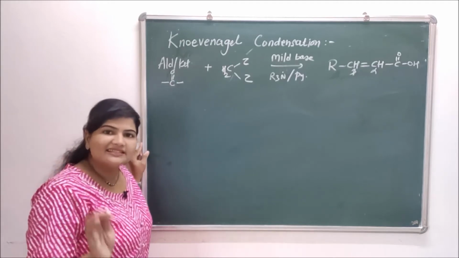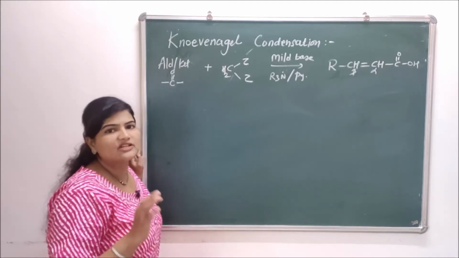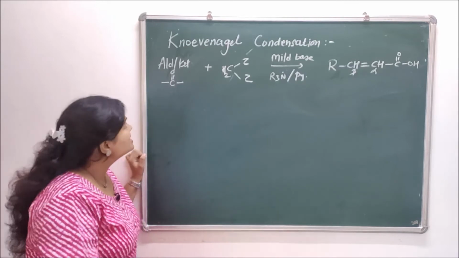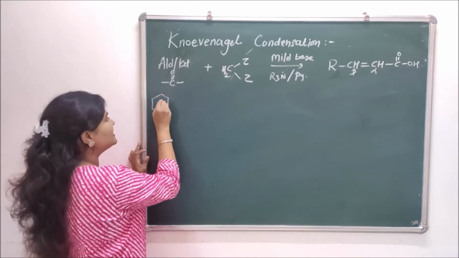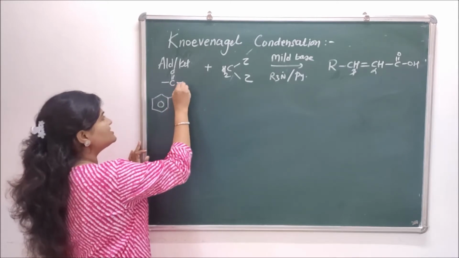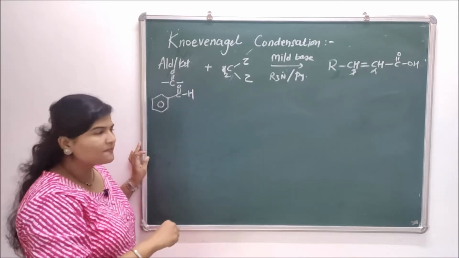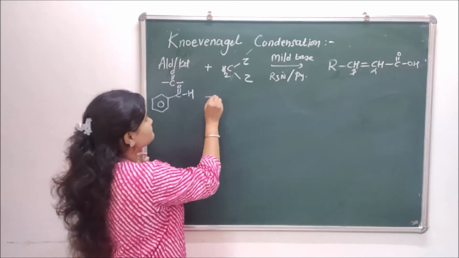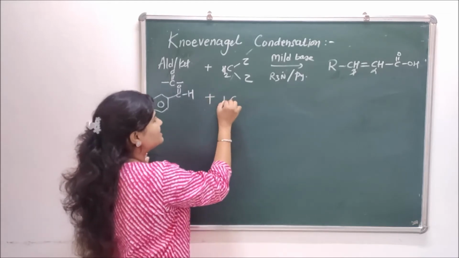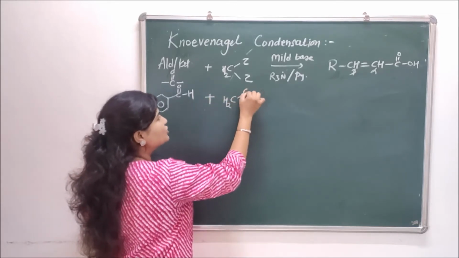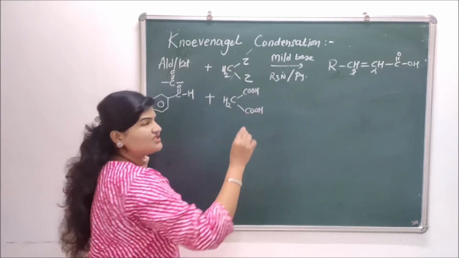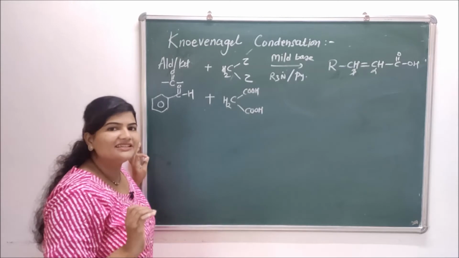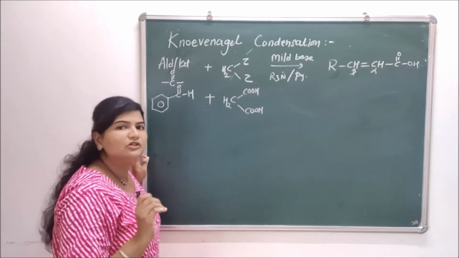Now we will take an example and study how the reaction and its mechanism proceed. So let me take an example of, say, benzaldehyde. This is your benzaldehyde molecule, and we will react it with an active methylene group like malonic acid. First you should understand what an active methylene group is.